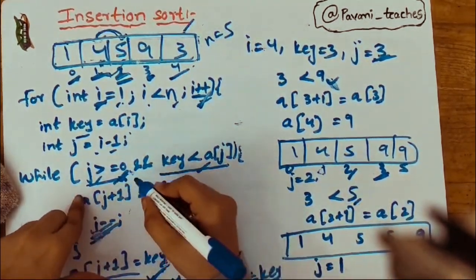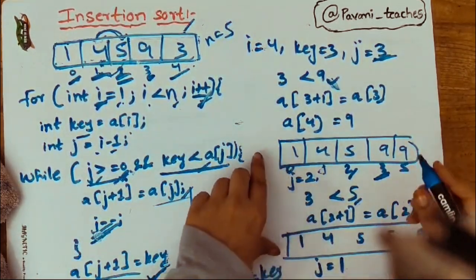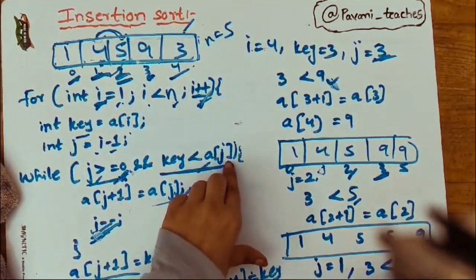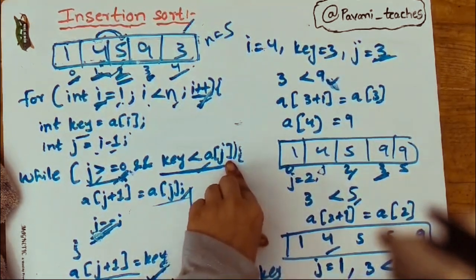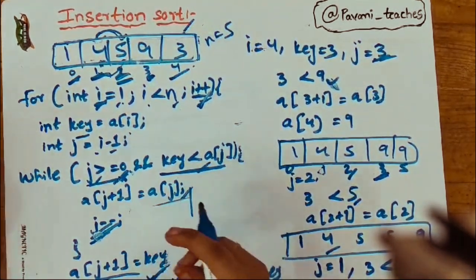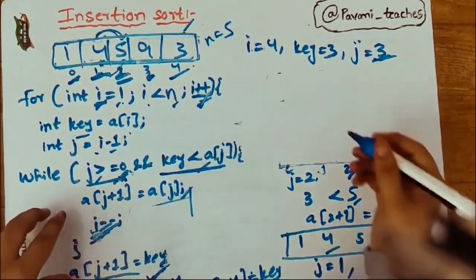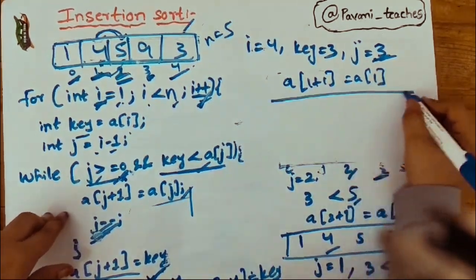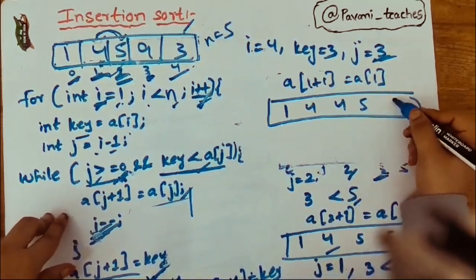As the condition is true, we have to check this condition, that is the key value is 3 here, and if 3 is less than a of j, which is equal to 4. Yes, it is true. Again we have to perform these two operations, that is a of 1 plus 1 is equal to a of 1. Now the array will be 1, 4, 5, 9.